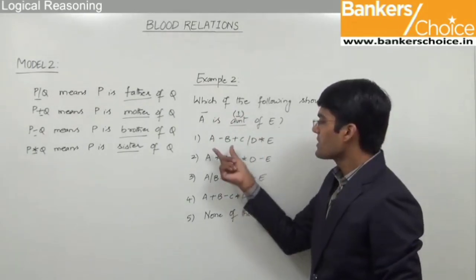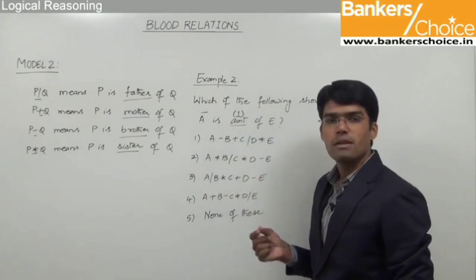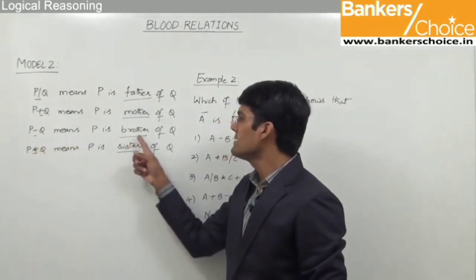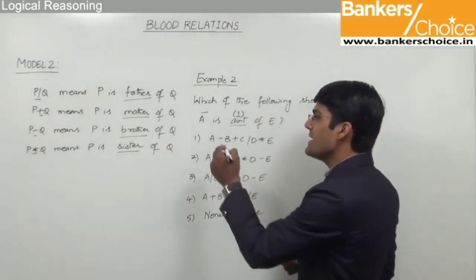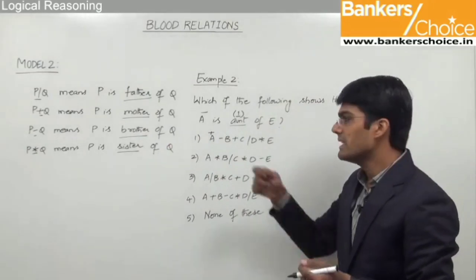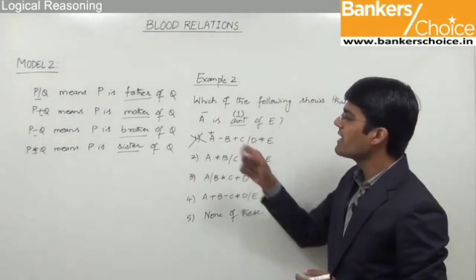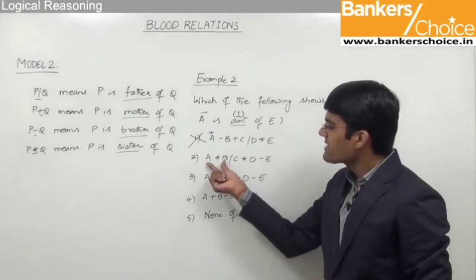Now if you look at the first option, we know that the relationship between A and B is represented with a minus symbol. From the given information, we know that minus means brother. So we can say that A is the brother of B. Since A is the brother of B, it is clear that A should be a male person. And here itself we can say that option number 1 cannot be the answer, since the required gender for A is female. Let us look at option 2, A star B.